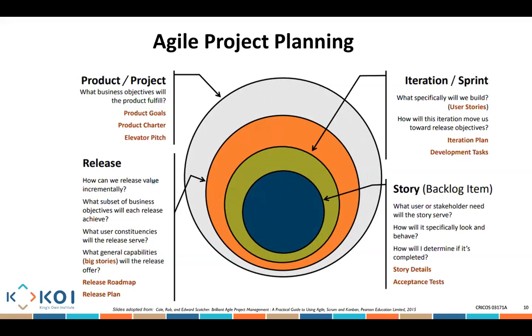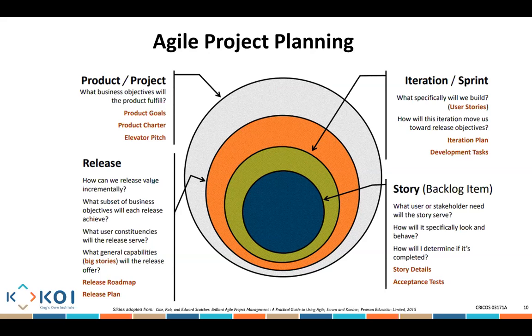So what are we trying to do? What are we going to need in terms of what the customer wants? What general capabilities, the high-level big stories, will the release offer? What are the main goals that we're going to deliver? You create a release roadmap. You create a plan: in 4 weeks or 6 weeks, I'm going to release this, which is going to give me this functionality in general. Another 6 weeks, I'm going to deliver this, which is going to give me another main general functionality, and so on.